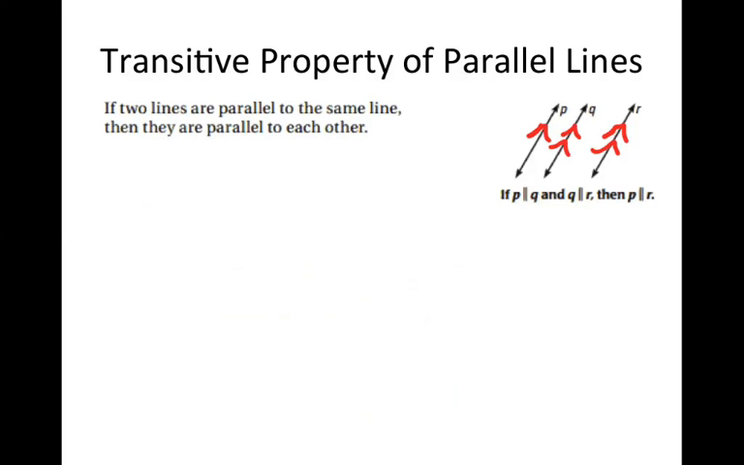The arrows on there indicate that the lines are parallel to each other. We know that all three of these are parallel to each other, so we could put two arrows on all three lines, because we know that all three of those lines are parallel to each other.